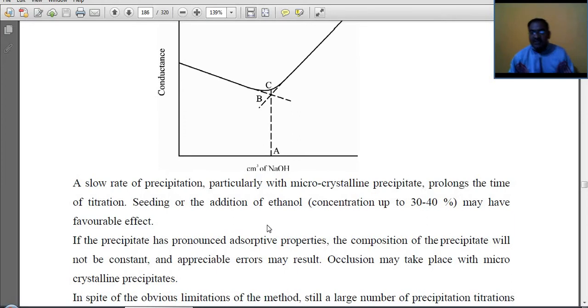Just see that these types of reactions are very important from the point of view of examination: the precipitation titration and the complexometric titration. Just see the graph of these precipitation titrations with conductometric values. Here the slow rate of precipitation, particularly with microcrystalline precipitate, prolongs the time of titration. Seeding or the addition of ethanol may have a favorable effect.